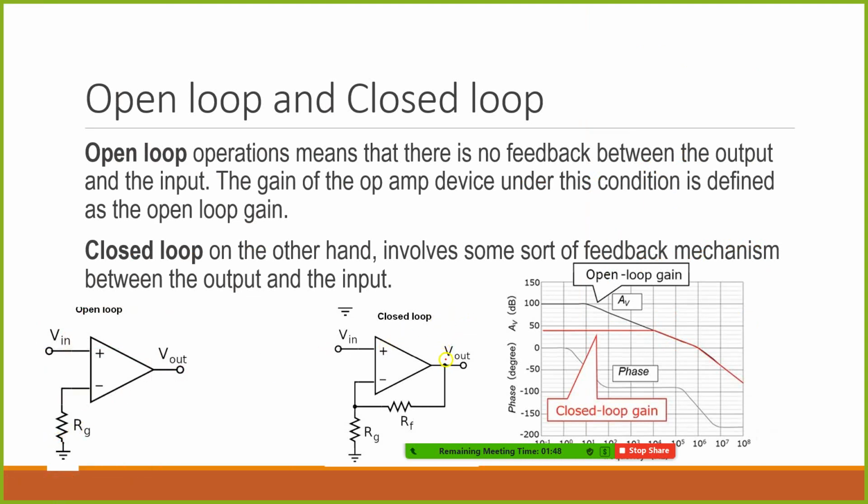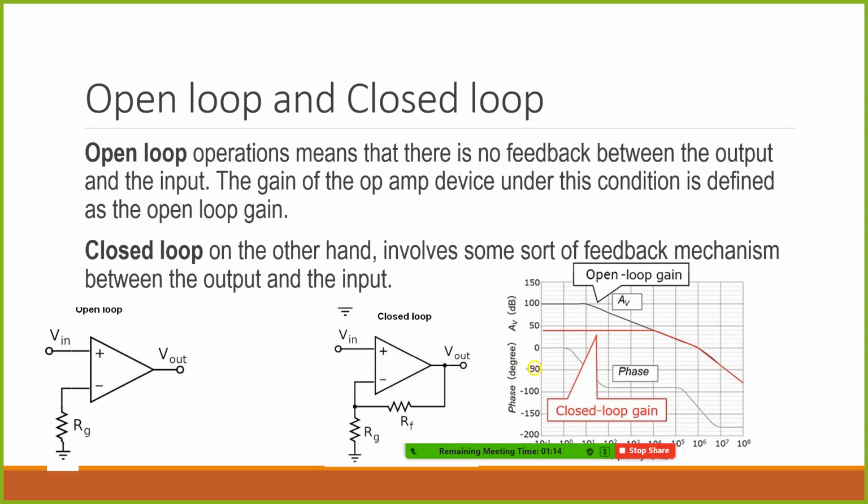But now, whenever I take a fraction of my output and send it back to one of my input terminals, this is now what we call a closed loop. And I no longer have what we call open loop gain. I just have simply gain. You could call it your closed loop gain if you want, but it is just the gain overall.